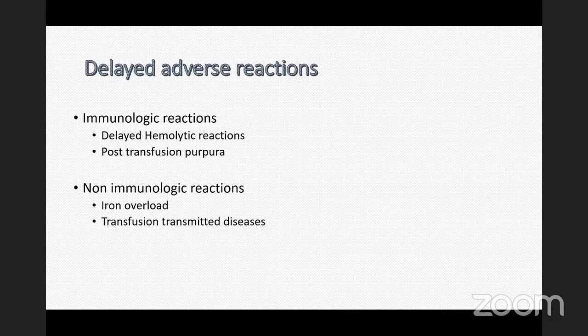So starting with the delayed adverse reactions, they could be immunological or non-immunological. If immunological: delayed hemolytic reactions, DHR, or post-transfusion purpura. The non-immunological reactions could be iron overload or transfusion-transmitted diseases.